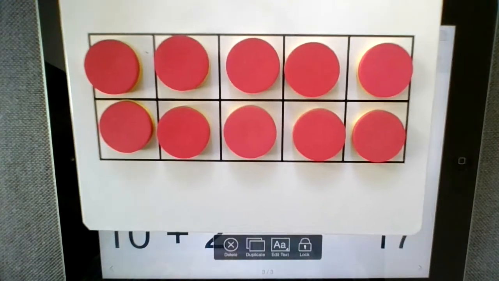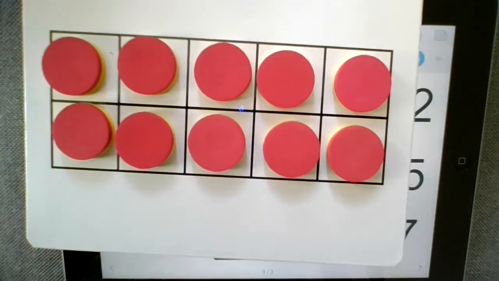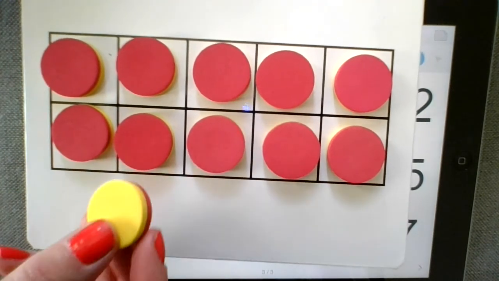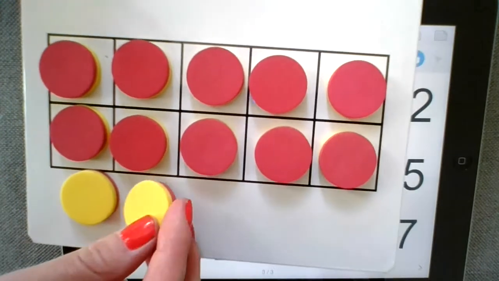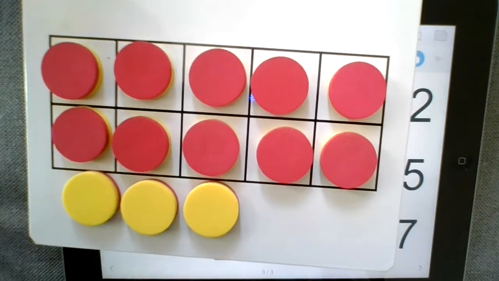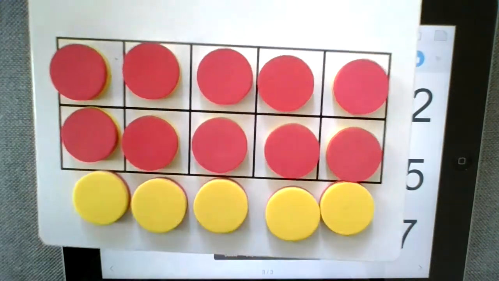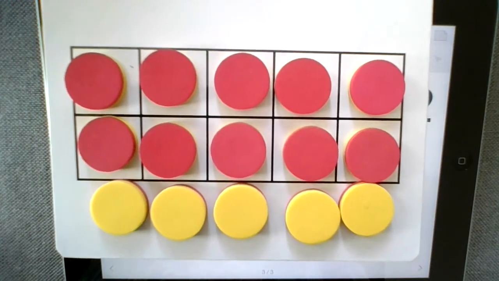The first one we see here says 10 plus 5. So we know that when our 10 frame is full, we have 10 counters in there. But our equation said 10 plus 5, so let's add 5 more. We're just going to put them right underneath our 10 frame. If you only have one 10 frame, putting your more underneath is the best way to do it. So let's see how many we have now.